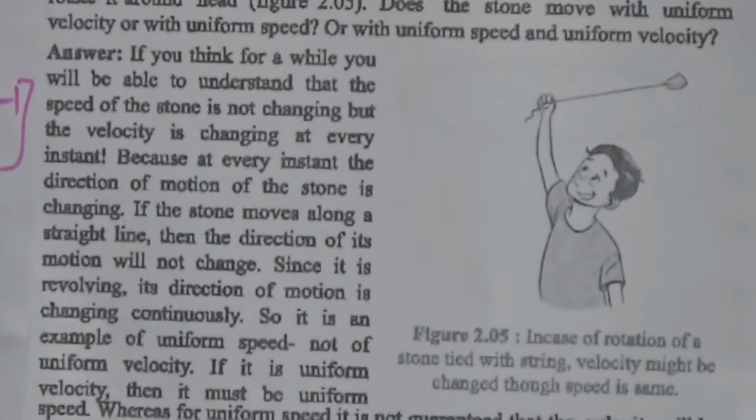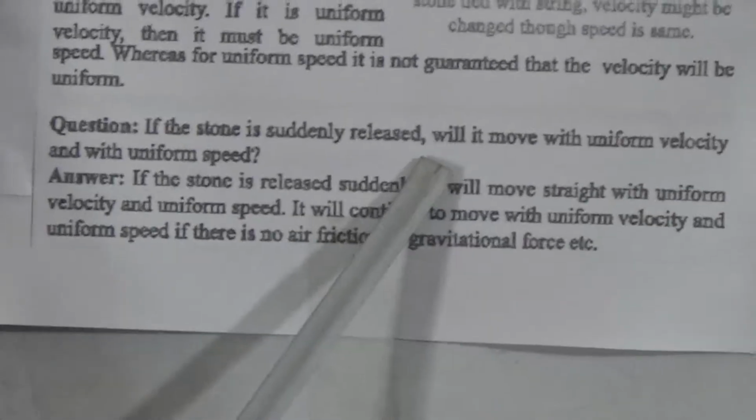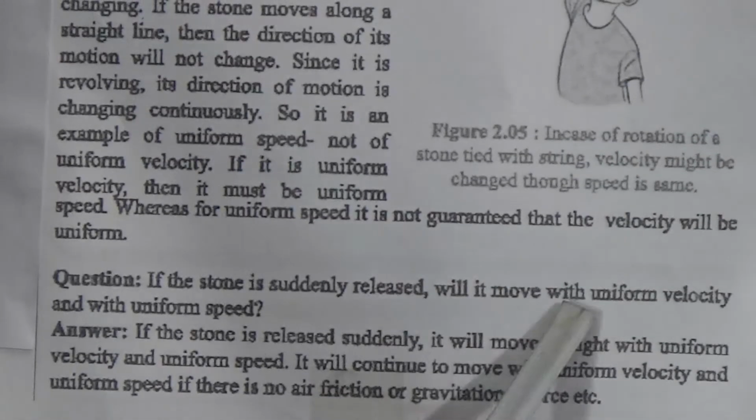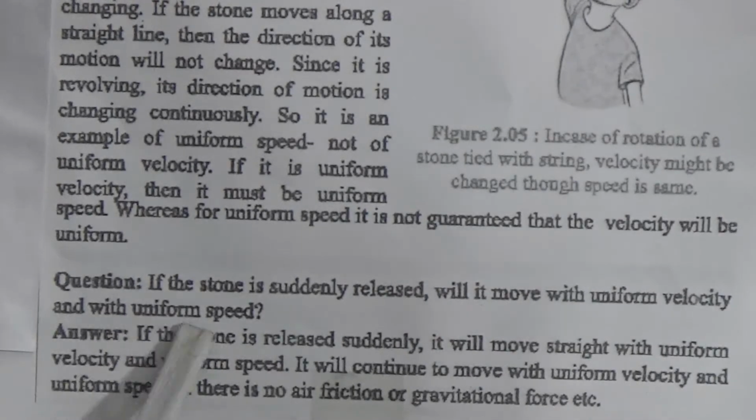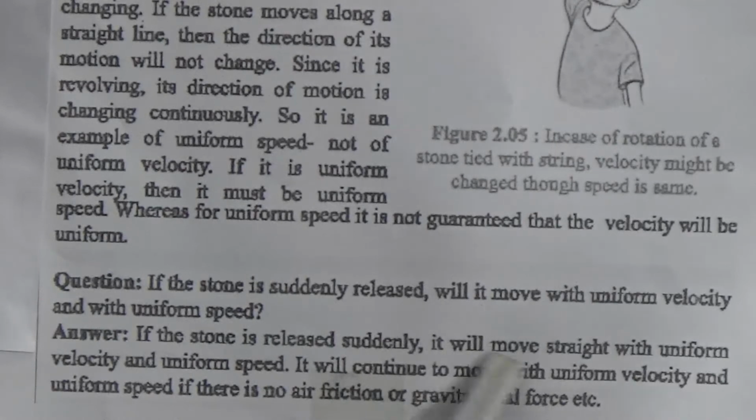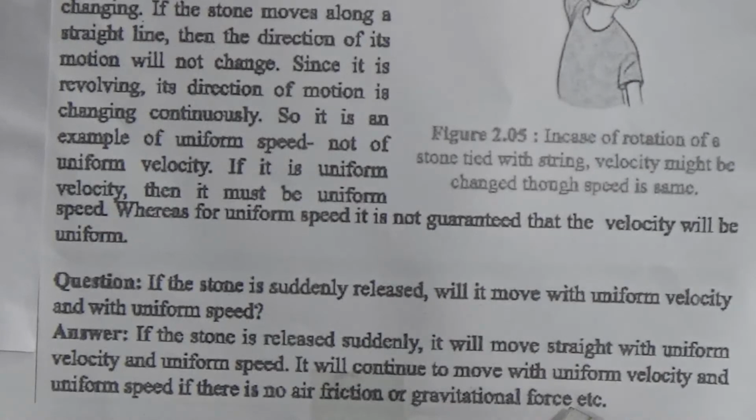Here, given the example, if the stone is suddenly released, it will move with uniform velocity and uniform speed. The answer will be: if the stone is released suddenly, it will move straight with uniform velocity and uniform speed, and it will continue to move with uniform velocity and uniform speed if there is no air friction or gravitational force, etc.